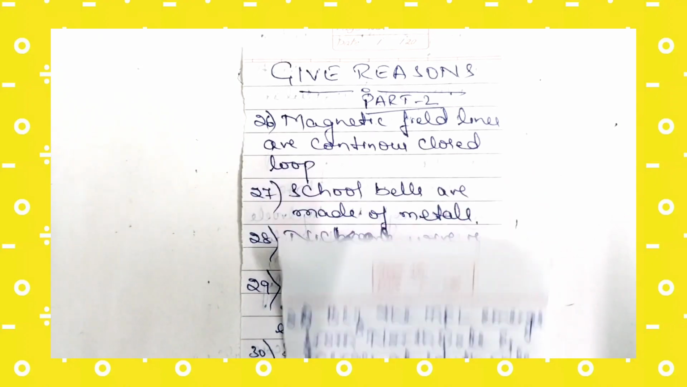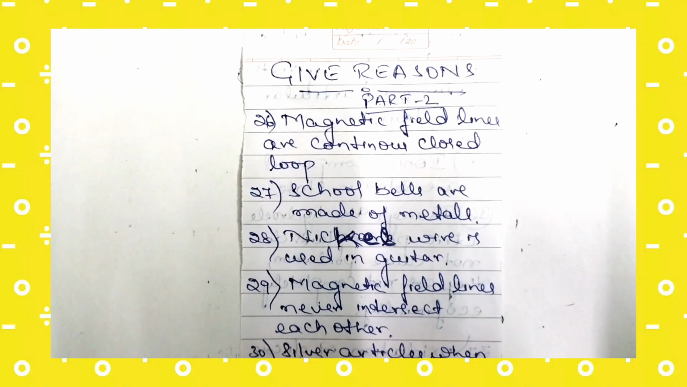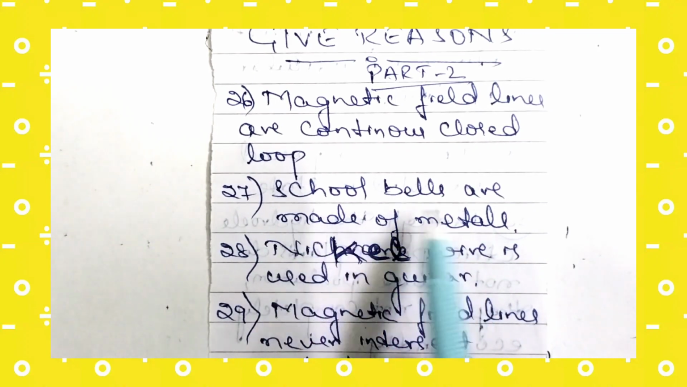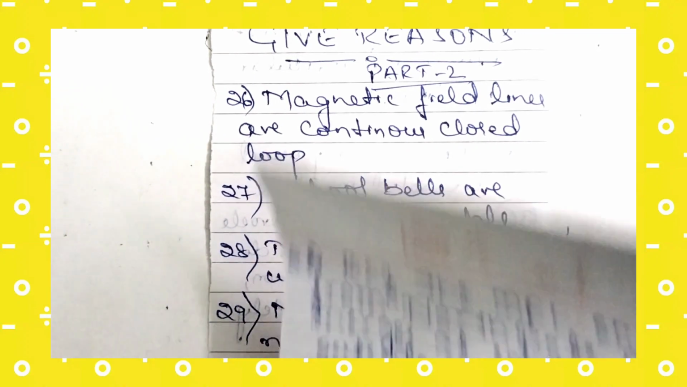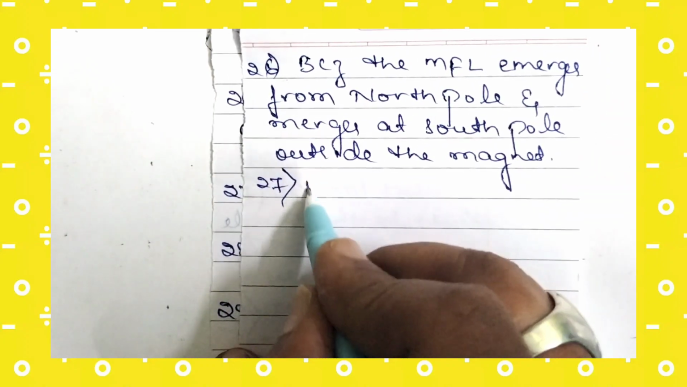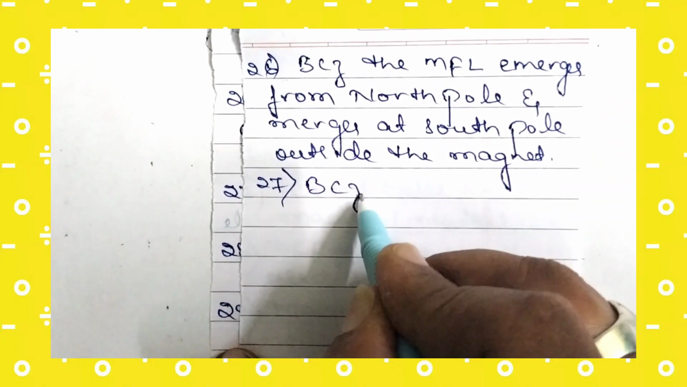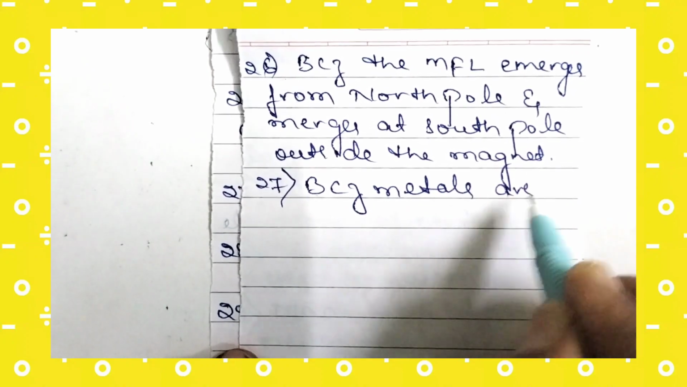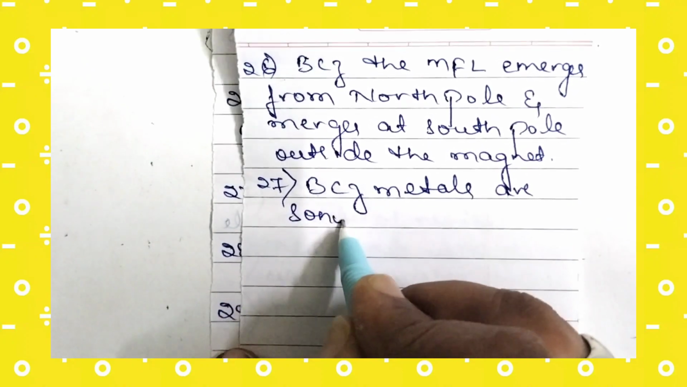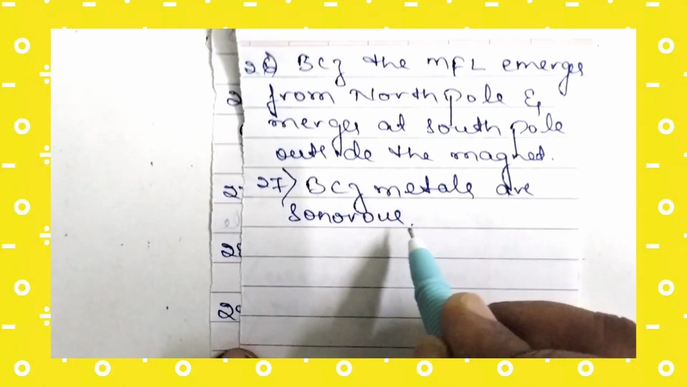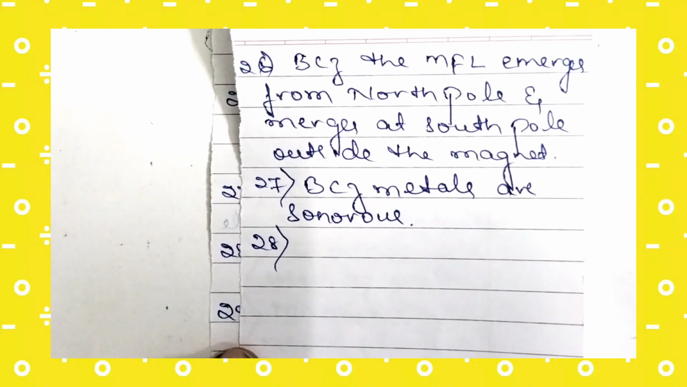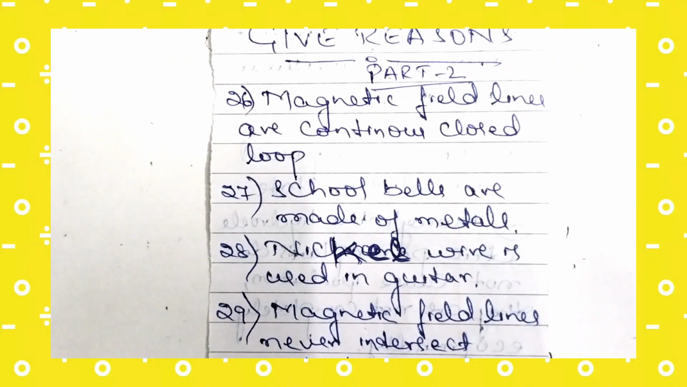Question number 27. School bells are made of metals. Why are the school bells made of metals? Because metals are sonorous. That means they have the capability of making a sound. Now let us move to question number 28.